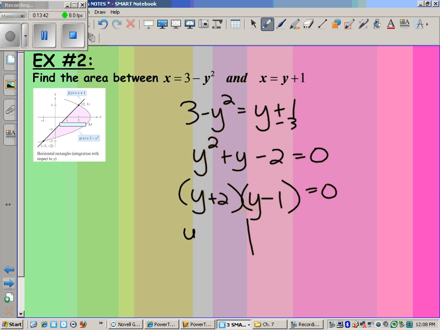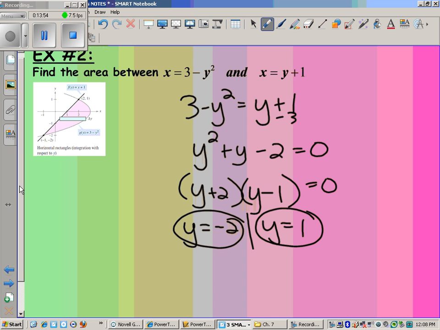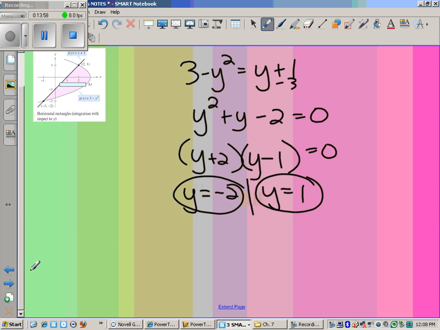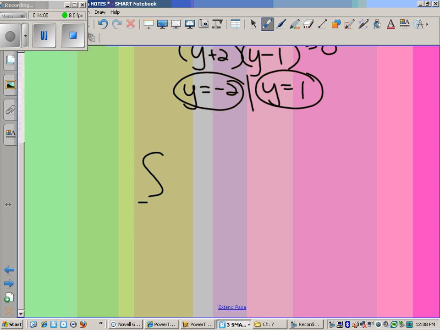Positive 2, negative 1. So that means y equals negative 2, and y equals positive 1, right? This is with respect to y, though. Okay? They only intersect twice, which means there's only one region in between those two intersections. And my limits of integration are going to be from negative 2 to 1. But remember, this is with respect to y now. So make sure you do your dy instead of dx.